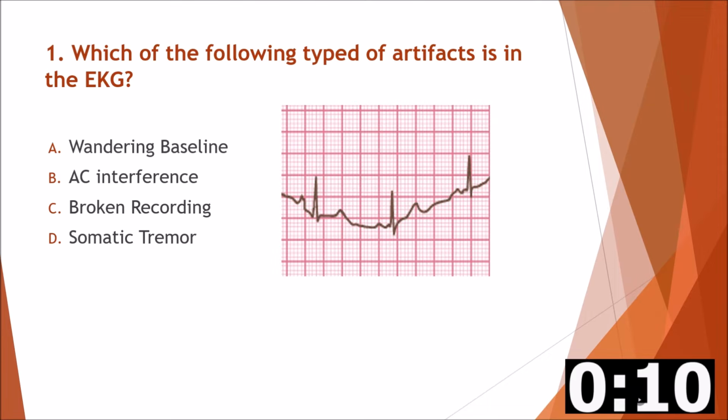All right, so here's the first question. Which of the following types of artifacts is in the EKG? A, wandering baseline. B, AC interference. C, broken recording. D, somatic tremor. You're going to have 10 seconds.